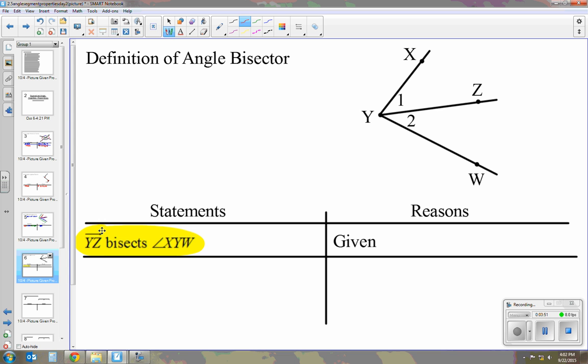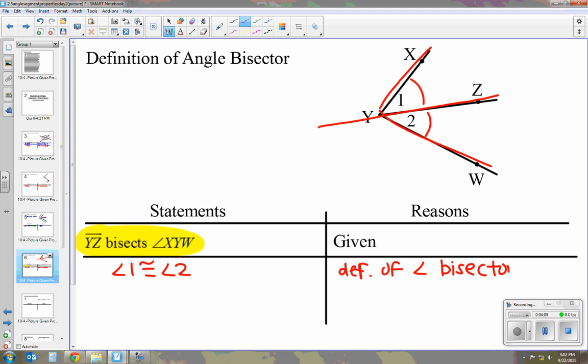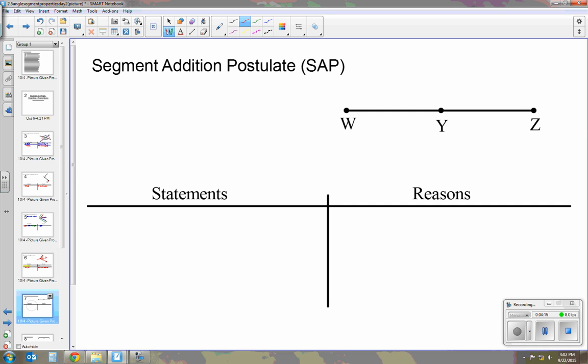Now what a bisector does, it cuts it into two equal or congruent parts. So if YZ is bisecting this angle, we can say that 1 is congruent to 2. So we can say 1 is congruent to angle 2, and we can write down the reason as the definition of angle bisector. Okay, and we only can use that if we have a statement that we have a bisector, so that's a special one.